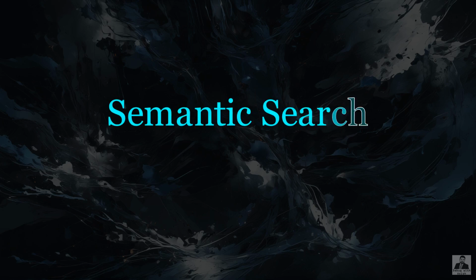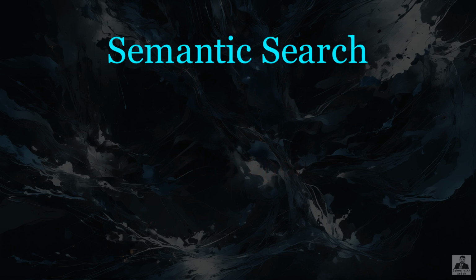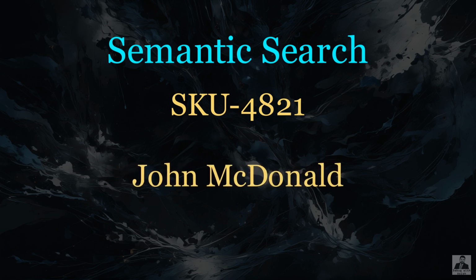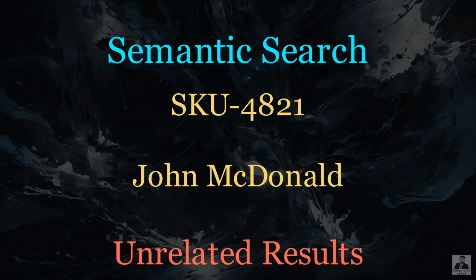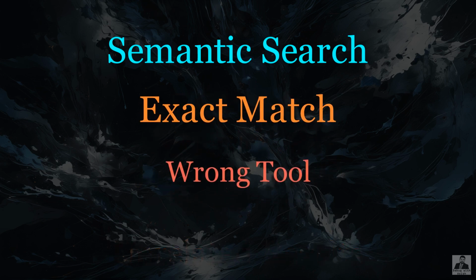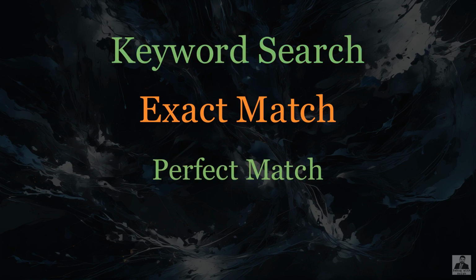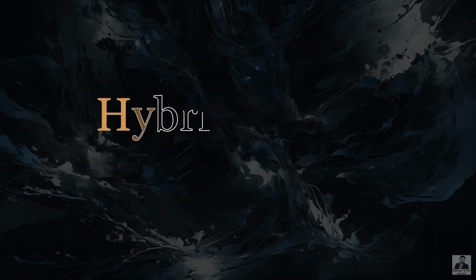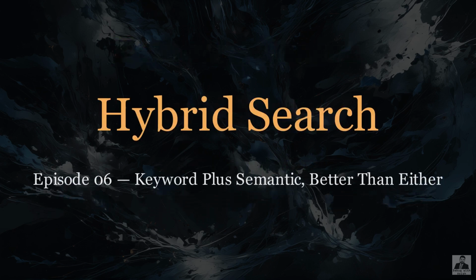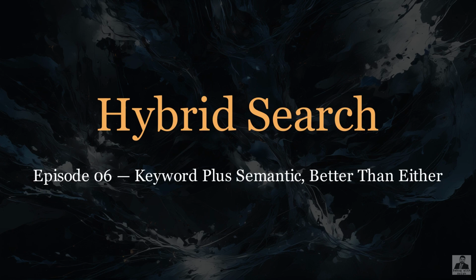Semantic search is powerful, but it has a blind spot. Search for a product code like SKU 4821 or a person's name like John McDonald. Semantic search will often return completely unrelated results. These are exact match problems, and semantic similarity is the wrong tool for them. Keyword search handles them perfectly. Hybrid search combines both approaches and consistently outperforms either one on its own.